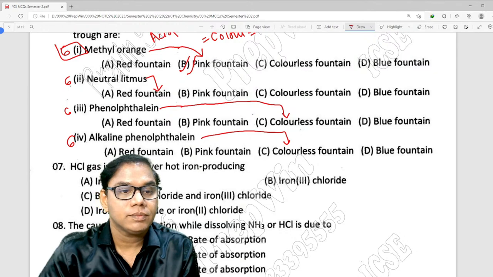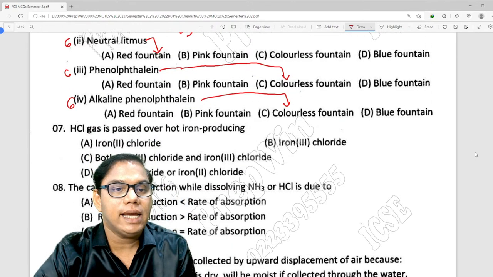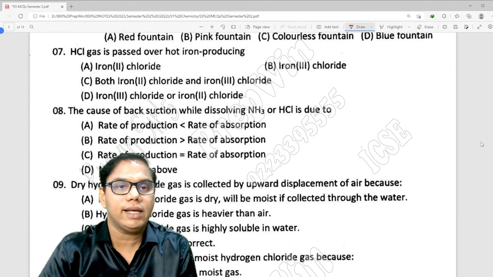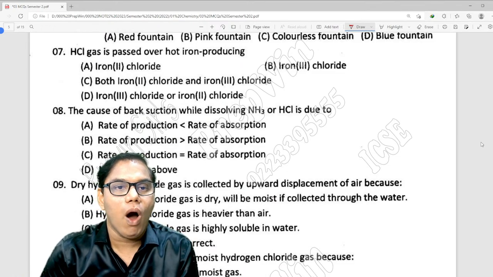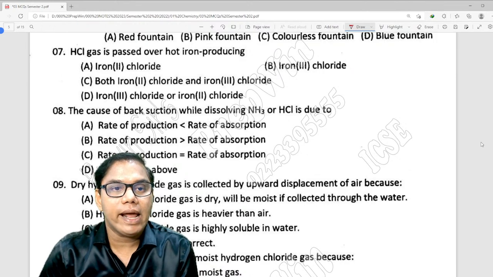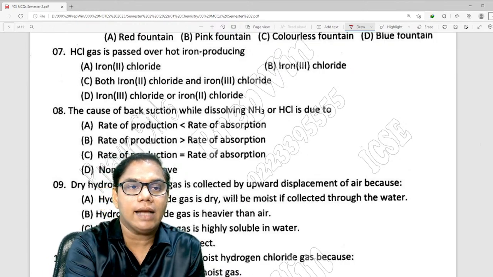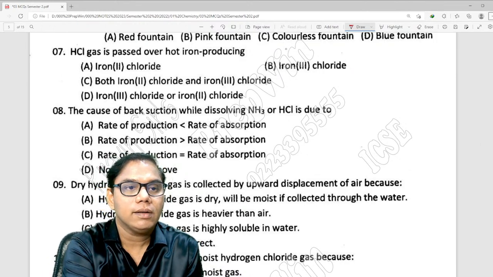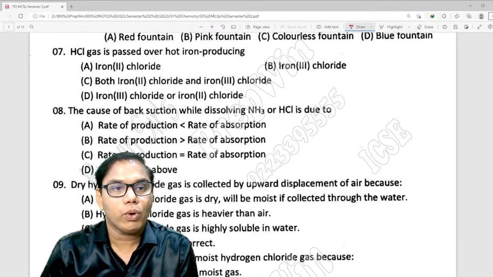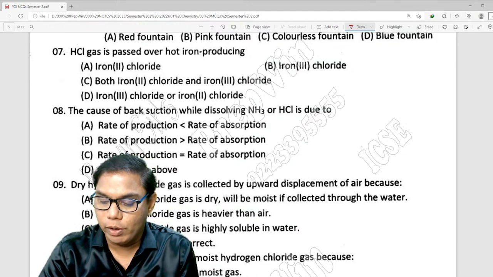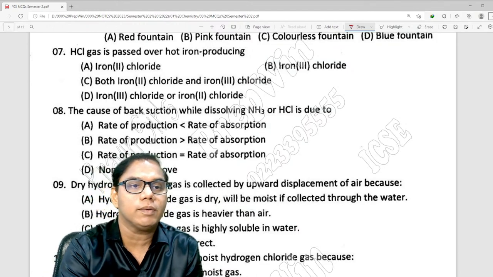Okay, HCl gas is passed over a red-hot iron. This is again a reaction. When HCl gas is passed over hot iron, what will it produce?